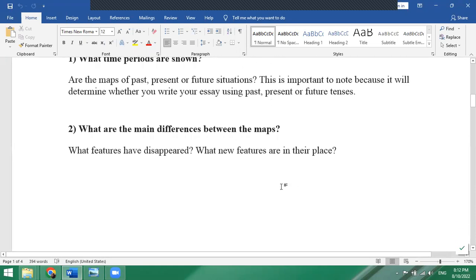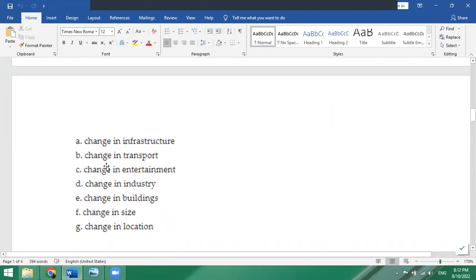You're usually given 2 or 3 maps, and you must understand the differences between these maps. Not only differences, but also what has remained the same, changes, and also the things that have not changed. So what features have disappeared and what new features were added in the places. This is one aspect to consider.